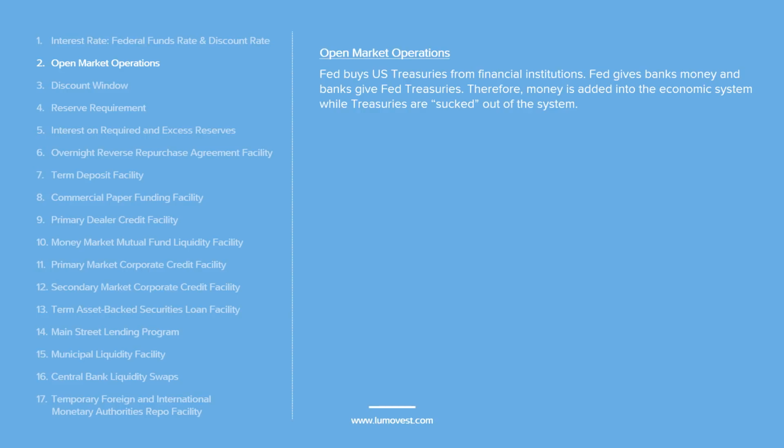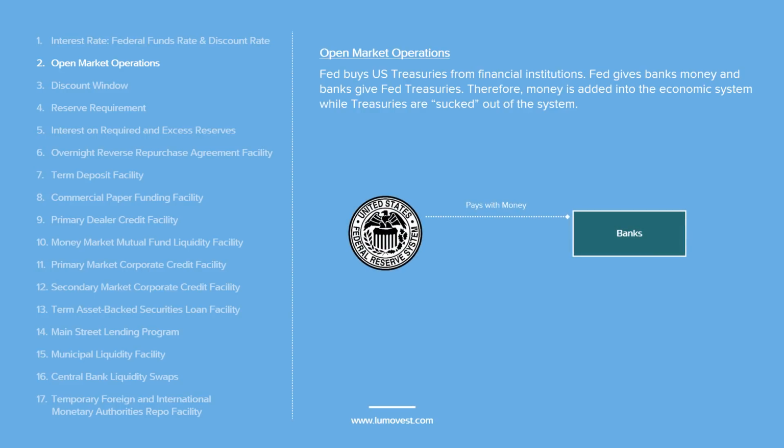When the Fed buys these treasuries from the banks, it's giving money to the banks and receiving the treasuries in return. As a result, the economy has less treasuries and more money. This increases the money supply.